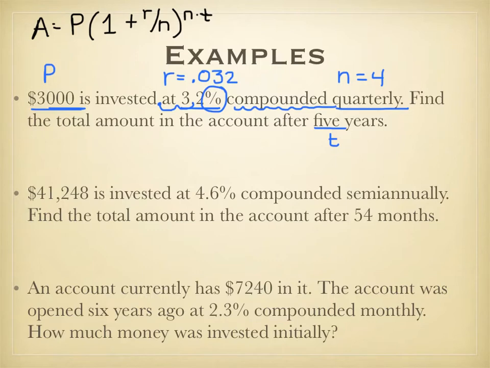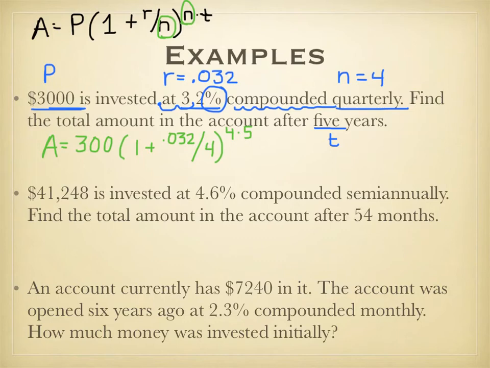So I would say A equals P, which is 3,000, times parentheses 1 plus 0.032 over n, which is 4, to the power of 4. Notice that n comes up twice in your formula, times 5. And for the most part, in your calculator, you can type it in exactly as it's written here. Don't try to put any extra parentheses or anything like that.